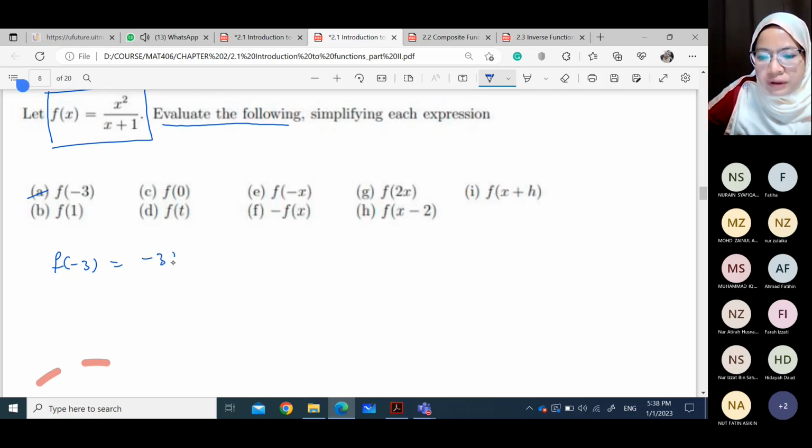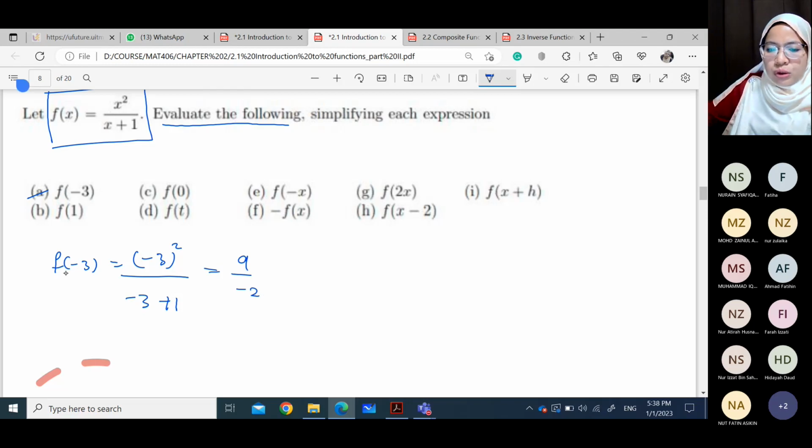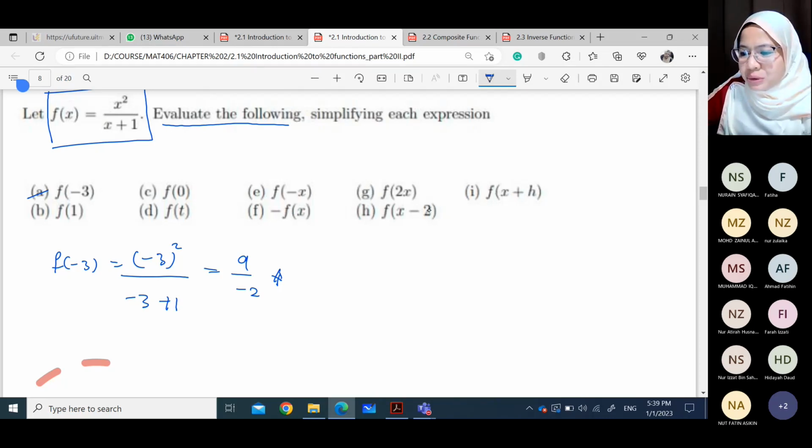Then kita dapat negative 3 squared over negative 3 plus 1. So here we have 9 over negative 2. Okay, so therefore f of negative 3 it is about 9 over negative 2. Okay. Right, itu satu. Next yang lain boleh buat sendiri. Kita ambil lagi contoh yang ini. Okay, H. So H it is about f of x minus 2.